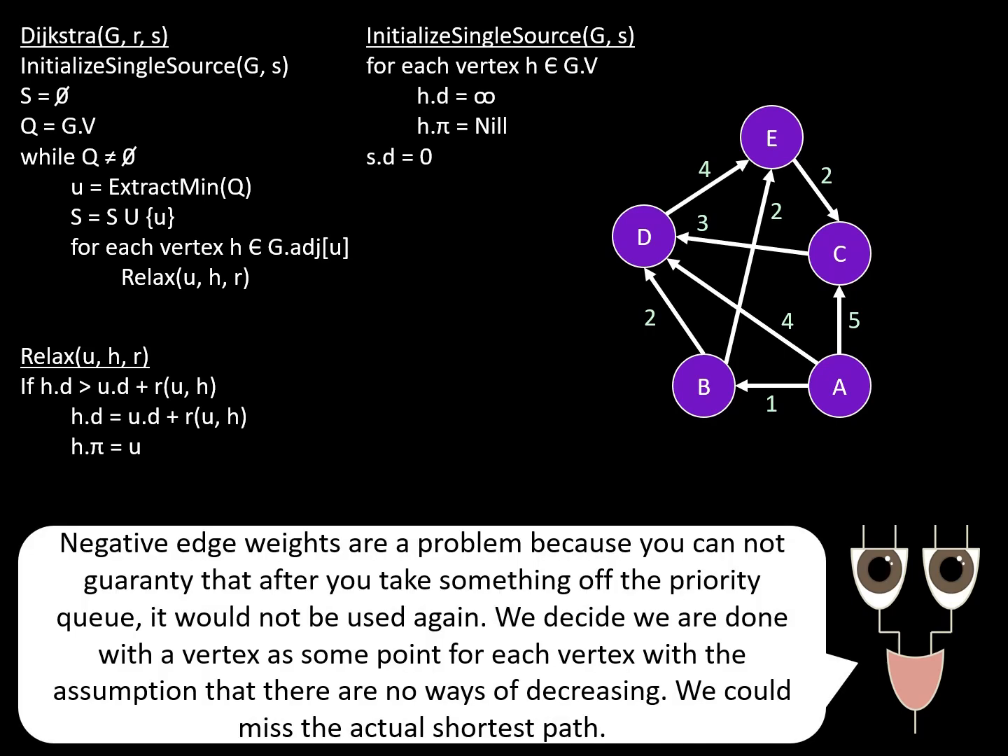Negative edge weights are a problem because you cannot guarantee that after you take something off the priority queue, it would not be used again. We decide we are done with a vertex at some point for each vertex, with the assumption that there's no way of decreasing. We could miss the actual shortest path.